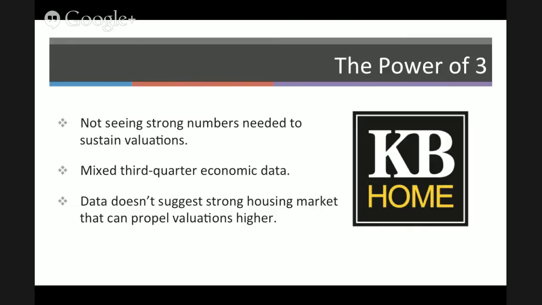Third quarter economic data was mixed. We're seeing some good news, some bad news. And it's just not good enough to support higher prices in the sector. And so recently KB Home announced earnings that disappointed the market, and the stock dropped, I believe it was 7 or 8%. So again, if you identify these trends in advance, they are tradable.